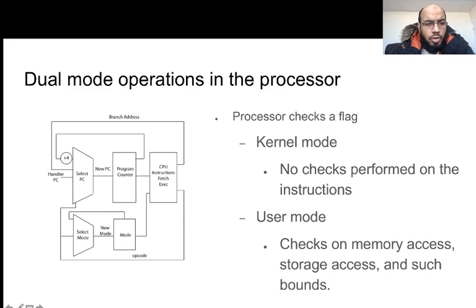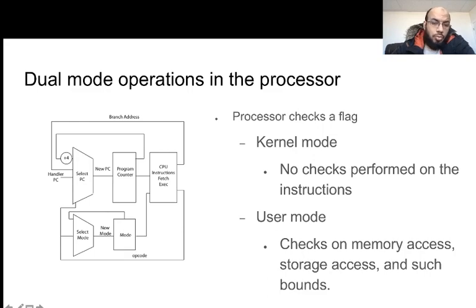Now with the privileged mode, you actually even have to have a bit here that basically tells the processor what mode you're running in. So if you're in privileged mode or kernel mode, you have no checks performed on the instructions. So basically anything can be done if you're in kernel mode. And this is basically done by setting a register. You set this register to either kernel mode or user mode. So if you're in kernel mode, everything here is vanilla. Everything here can happen.